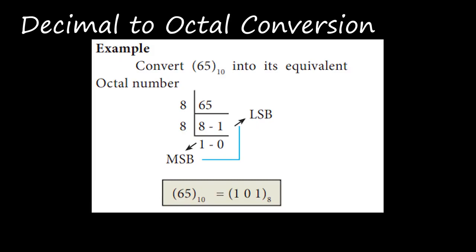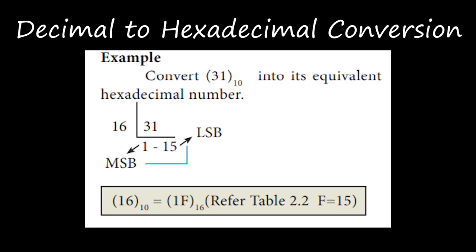In the same way, for hexadecimal we have to divide by 16. For converting to binary we divided by 2, because 2 is the base number for binary. For octal conversion we divided by 8, because 8 is the base for an octal number. And the hexadecimal base value is 16, so we divide by 16.